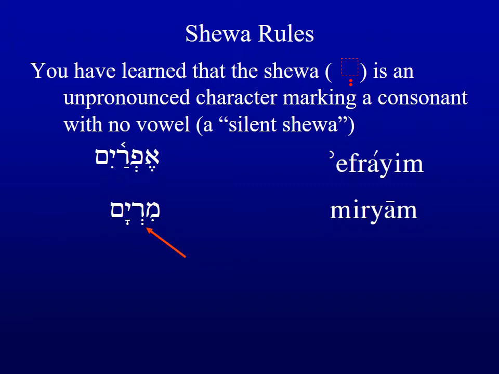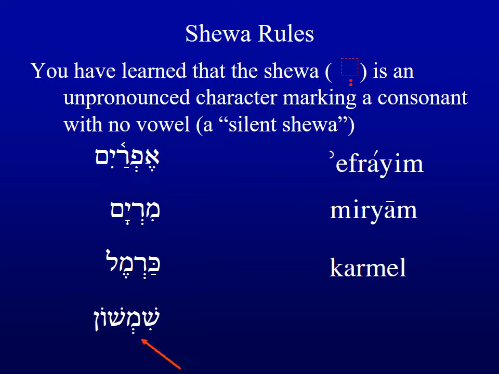Here we have another silent schwa, so it doesn't make any sound. This word is pronounced Miriam, or Miriam is the English. And here we have another silent schwa. So this word is Carmel. In each of these cases, the schwa is silent. It just is holding a place under the consonant, but it is not pronounced. Shimshon, also silent schwa.